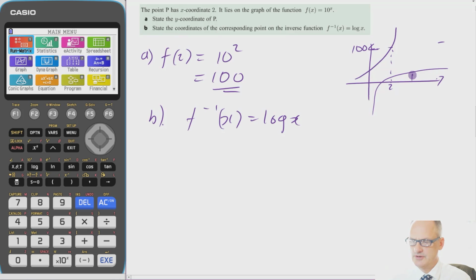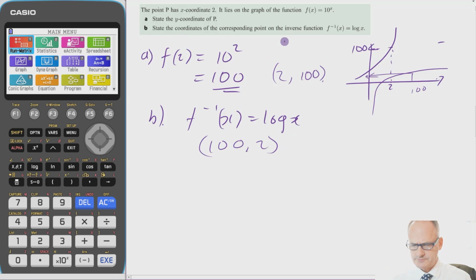I want to put in 100 and get 2 out, is what's going to happen on here. You do the logarithm. Okay, you're going to reverse it. That's going to be the log of x, and that's going to be 10 to the x. Then you're going to put in 100, and you're going to get 2 out. So our coordinates here were 2, 100. Our coordinates here are going to be 100, 2. Remember, the coordinates reverse round when you're doing the inverse function.